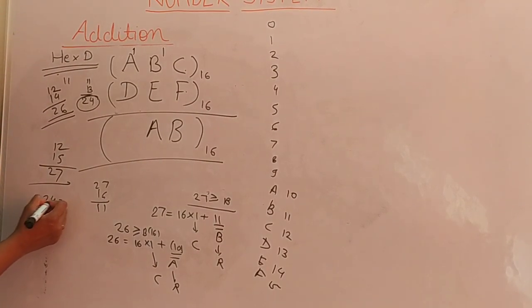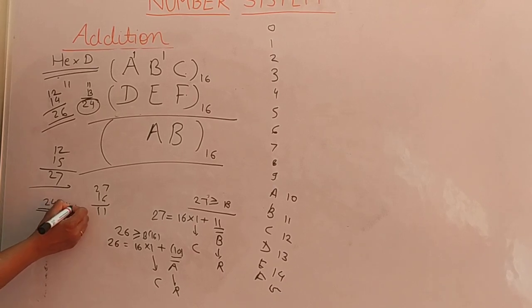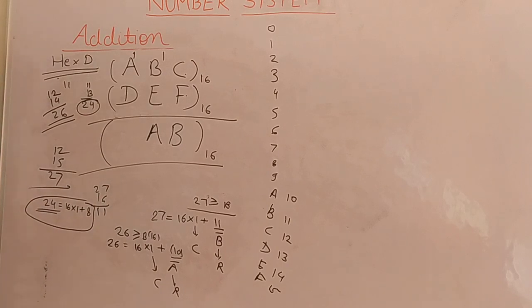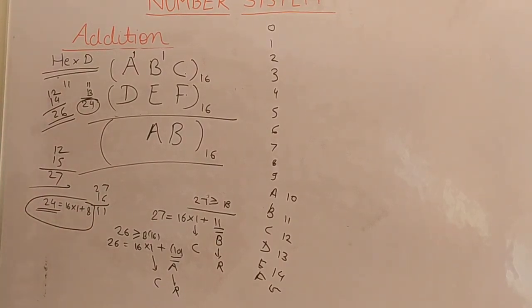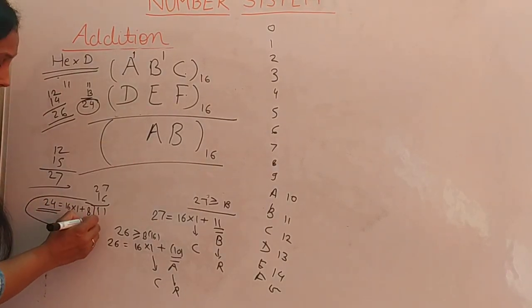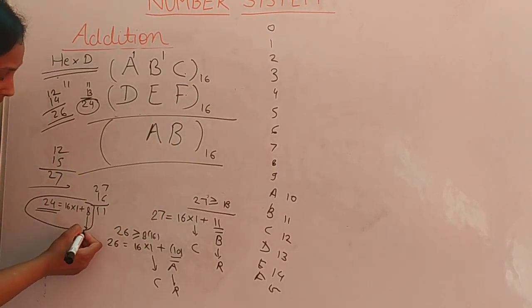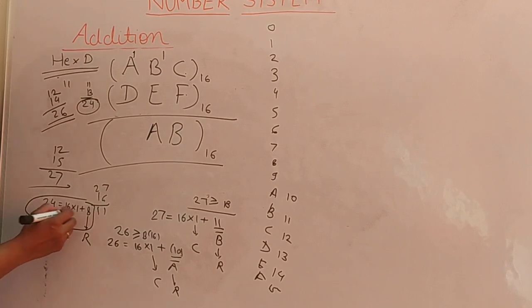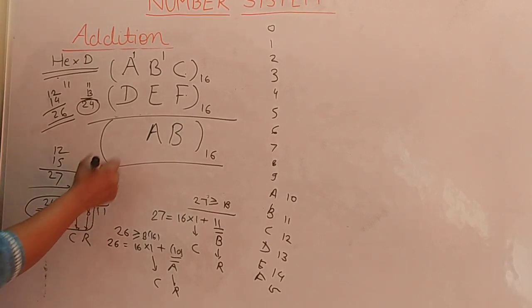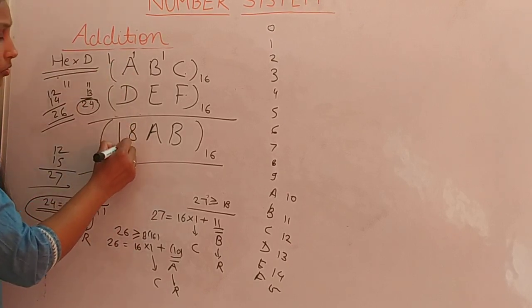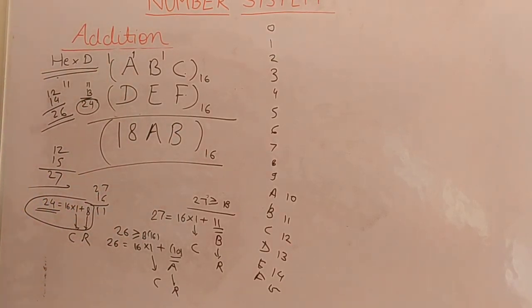So again we have to write 24 as 16 into 1 plus 8. So we'll write here 8. 8 is directly present in the hexadecimal, so we can write the remainder as it is and 1 will be the carry. So we'll write here 8 and 1 will come here. There is nothing more. So 18AB is the answer of this addition in the hexadecimal number system.